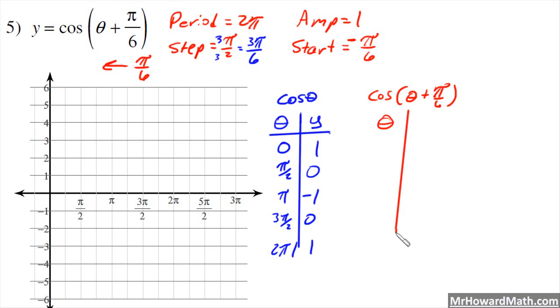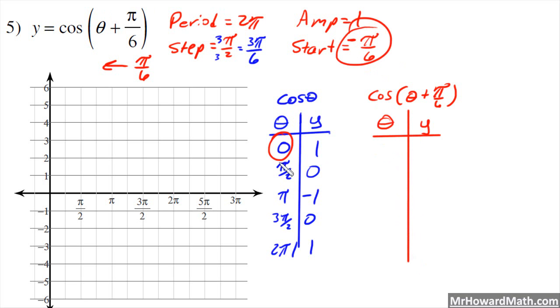Theta and y values. So the starting theta value is negative pi over 6, so I'm changing all of these x values, so it'll be negative pi over 6, and then we're stepping by 3 pi over 6. So if we're at negative 1 pi over 6, add 3 to the negative 1. Negative 1 plus 3 is 2, so 2 pi over 6, which will reduce later. Then 3 more would be 2 plus 3 is 5 pi over 6. Then 3 more, 5 plus 3, 8, so 8 pi over 6.